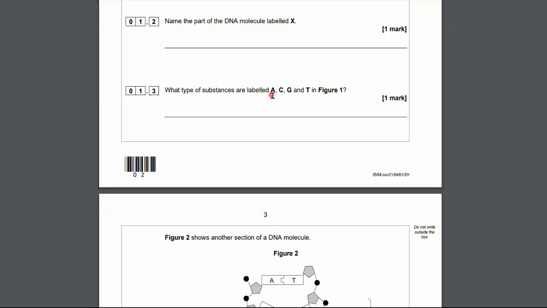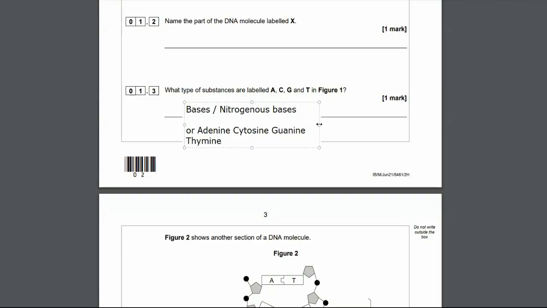1.2. Name the part of the DNA molecule labeled X. We've done that. 1.3. What type of substance are labeled A, C, G, and T in figure 1? Well, what is A, C, G, and T? They're known as bases. If you're A level or you think you're advanced, you call them nitrogenous bases. Now, the names of the specific bases in DNA are adenine, cytosine, guanine, and thymine. So you could give any one of those names and you would get the mark. It's only a one marker, but any of these five possible answers will get you the mark.